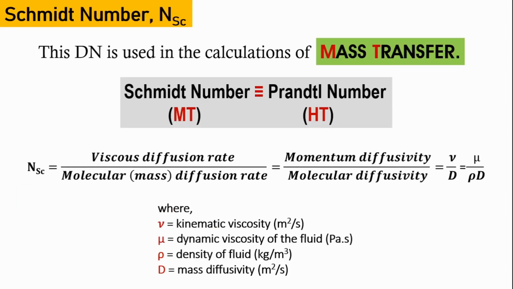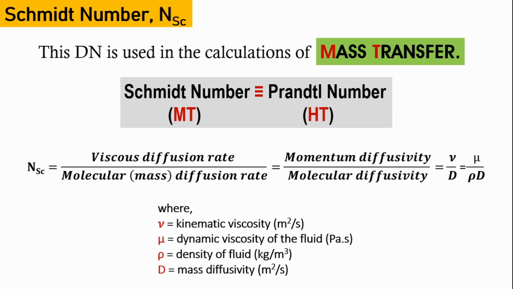So let us go into the details of the Schmidt number. This is a dimensionless number which is used in the calculation of mass transfer. And the Schmidt number which we use in the case of mass transfer is analogous to the Prandtl number which is used in the case of heat transfer.